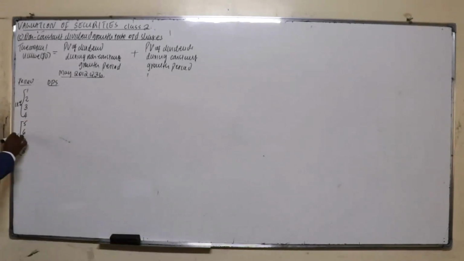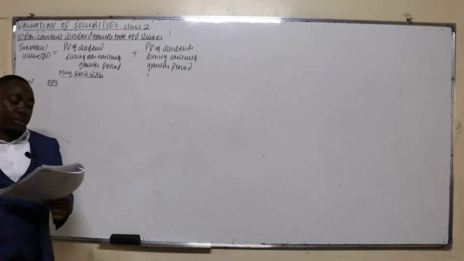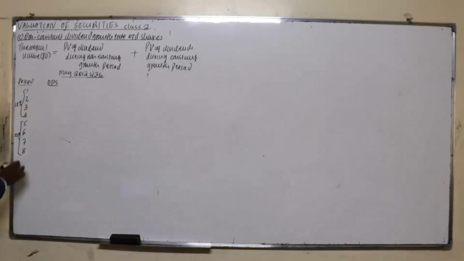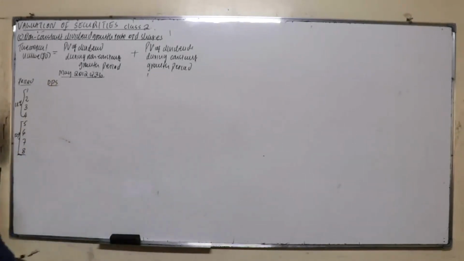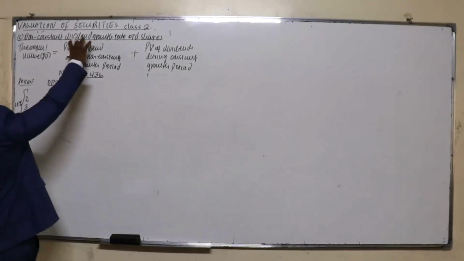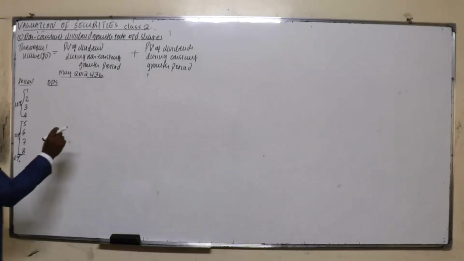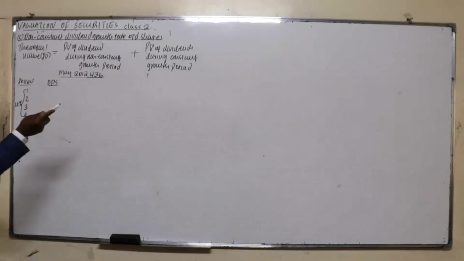So this one will be 12%. Thereafter, the growth rate will be 6% to perpetuity. From year 8 now to perpetuity, the dividend growth rate will be constant at 6%. So in such a case, how do you determine the intrinsic value? You'll take the present value of the dividend during the non-constant growth period. So we need to get these dividends.